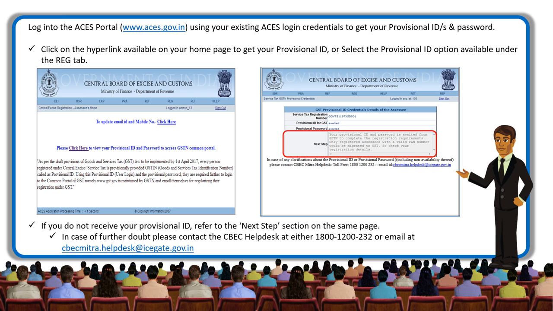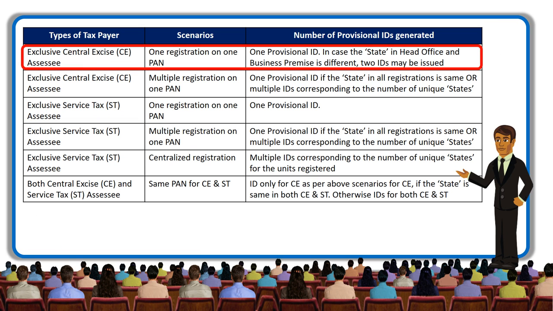If you do not receive your provisional ID, refer to the next step section on the same page. It will explain what you need to do in the given situation. In case of further doubt, please contact the CBEC help desk on the contact number mentioned here. In case of exclusive Central Excise SSC, where one registration on one PAN is required, one provisional ID is generated. In case the state in head office and business premise is different, 2 IDs may be issued.